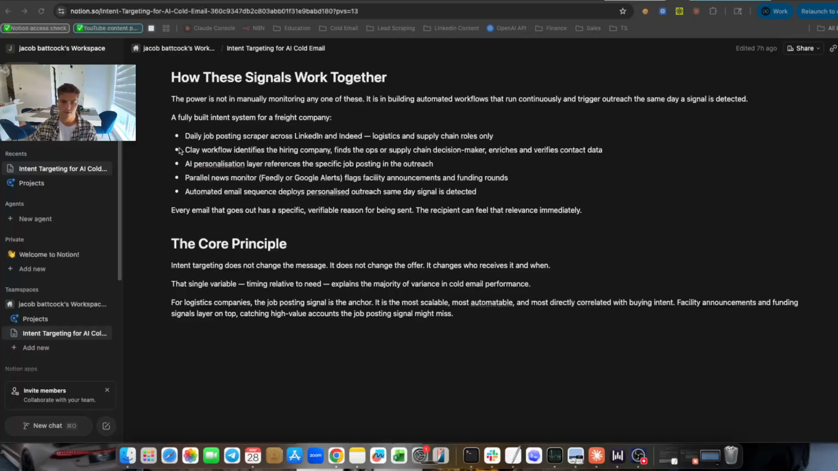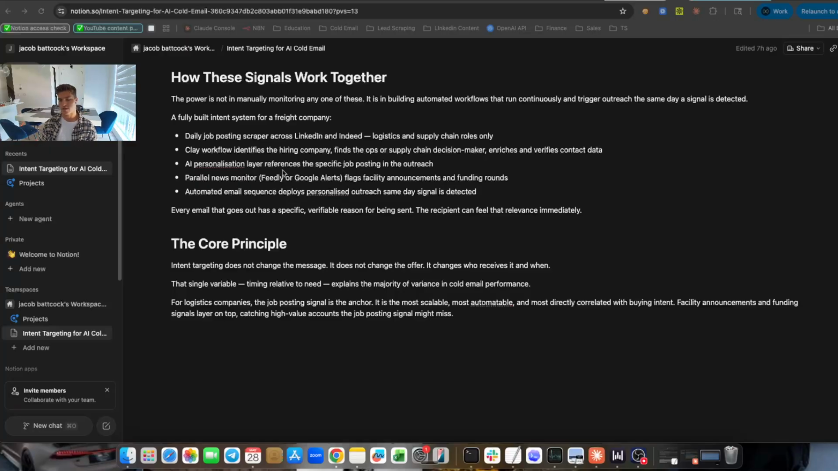So, a fully built intent signal system, a cold email system based on intent signaling for a freight company. This would really look like something that takes daily job postings across LinkedIn and Indeed, specifically in logistics and supply chain. Then you'd have a workflow inside of Clay that identifies the contact at the company that's doing the hiring, the operations or supply chain decision maker, and then enriches and verifies their contact data, so their email, of course. Then, an AI personalization layer.